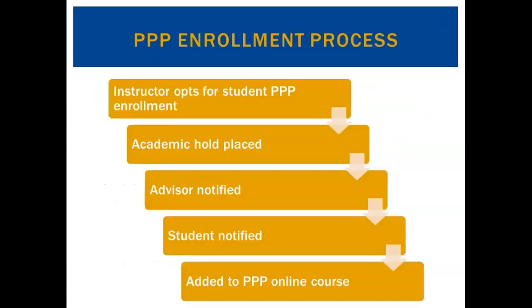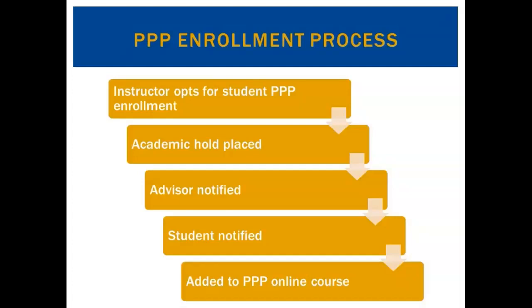So the enrollment process is rather easy. Once the instructor decides that he or she wants to put the student into the PPP, I am contacted, and then I will evaluate the materials given to me. It could be the original paper, it could be the original paper and a Turnitin document, it could be the original paper and the original source where the paper came from. So I will evaluate those sources, and then I will place an academic hold on the student's account so that the student will not be able to take any other classes at the university until the PPP is completed.